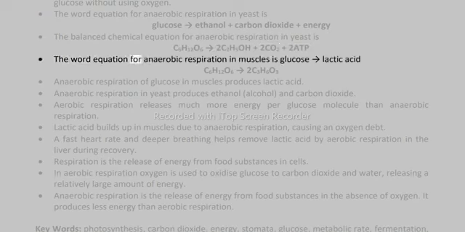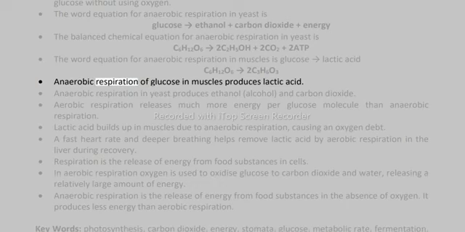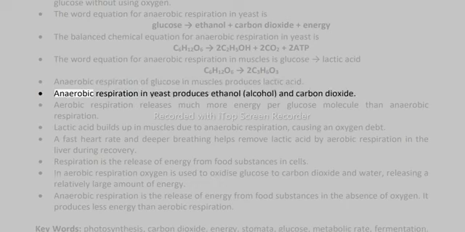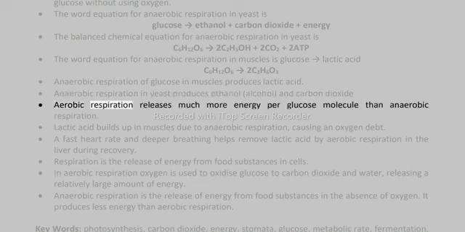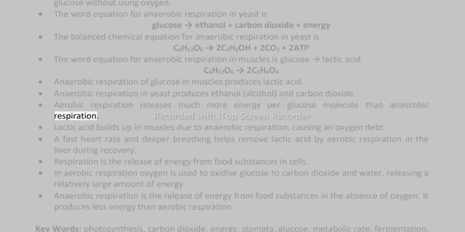The word equation for anaerobic respiration in muscles is glucose → lactic acid. C6H12O6 → 2C3H6O3. Anaerobic respiration of glucose in muscles produces lactic acid. Anaerobic respiration in yeast produces ethanol, alcohol, and carbon dioxide. Aerobic respiration releases much more energy per glucose molecule than anaerobic respiration.